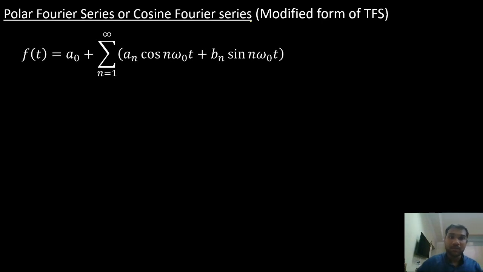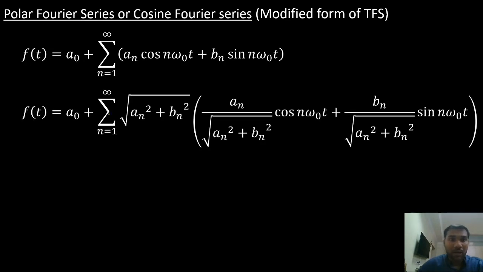Then the next form of Fourier series is the polar Fourier series or cosine Fourier series. This is nothing but a modified form of the trigonometric Fourier series, right? So this was the expression for the trigonometric Fourier series. Now here I am going to multiply with a factor of square root of an square plus bn square and divide with the same factor, right? I am going to multiply and divide.